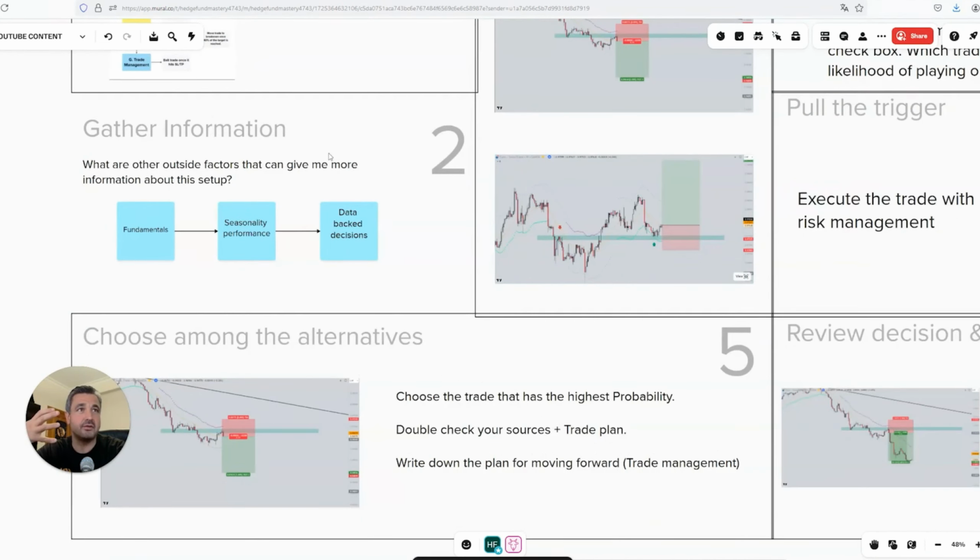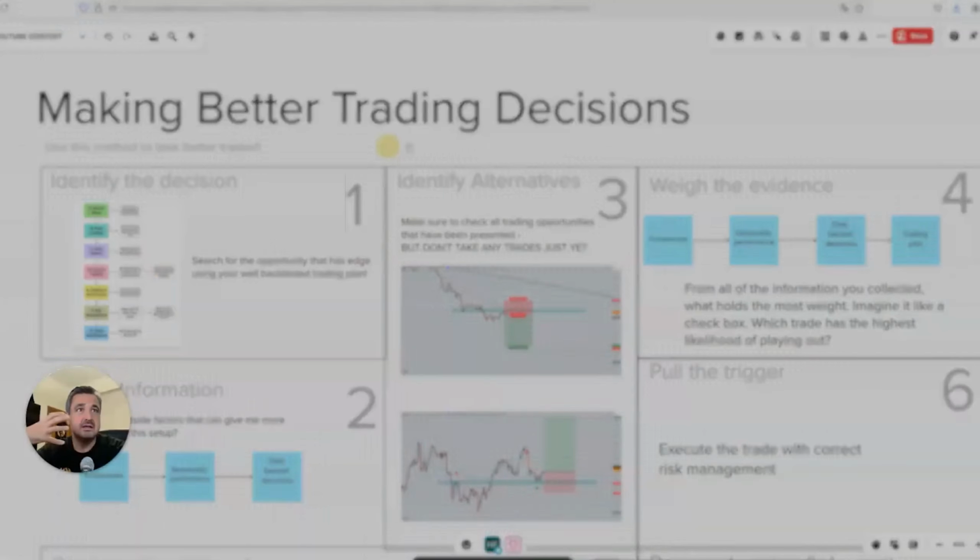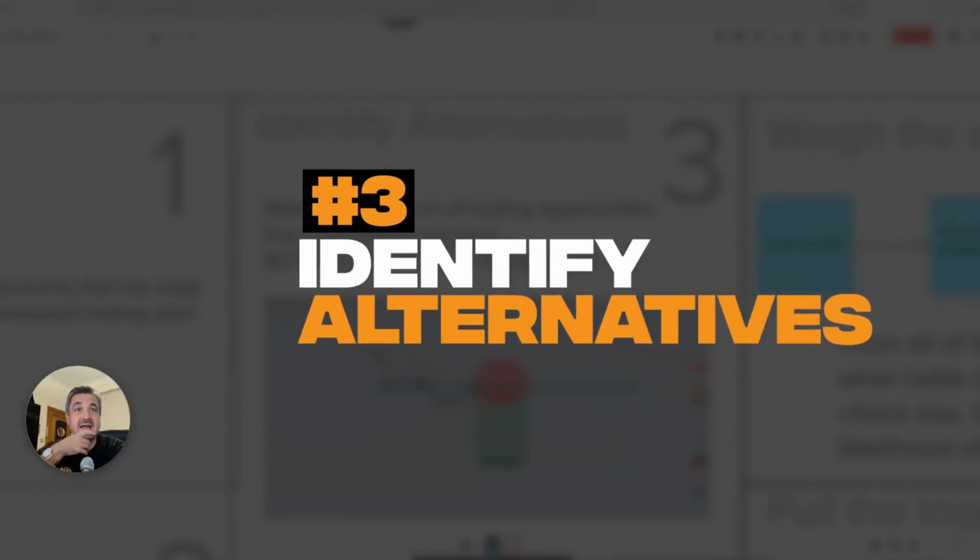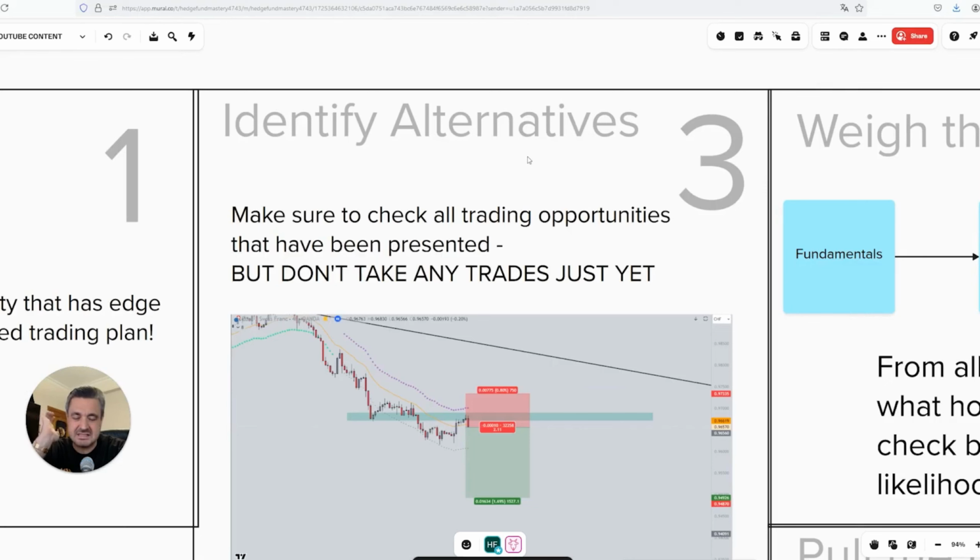Now, let's move further up here to the side. Number 3. Identify alternatives. I believe that's something that so few people actually do. They're just laser focused on one thing and they don't even realize, but wait a minute, maybe I could adapt that same trade idea on a different market or a different time. Let's just say, is there an alternative? So make sure to check all trading opportunities that have been presented, but don't take any trades just yet. You could look, for example, also at strongly correlating other pairs, right?